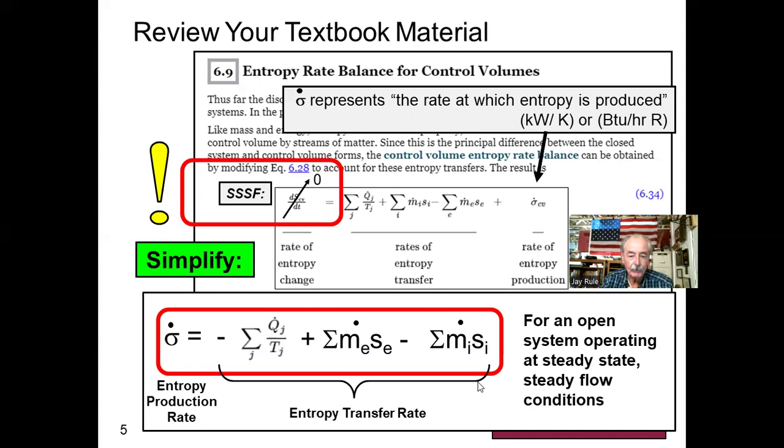This is the governing equation that I recommend you use rather than starting with equation 6.34. Just remember, steady state, steady flow, multiple inlets, multiple outlets, and there's going to be possibly some number of heat transfer rates coming into the open system control surface. And here's a pesky minus sign that you've got to remember to deal with.